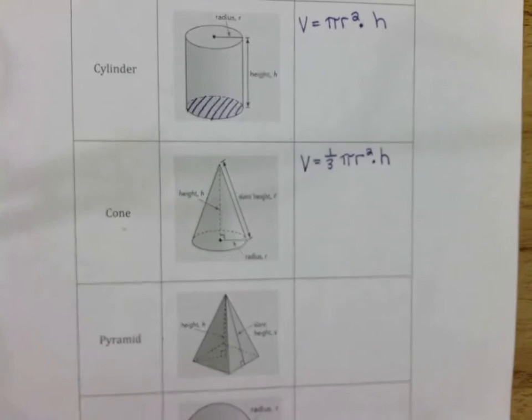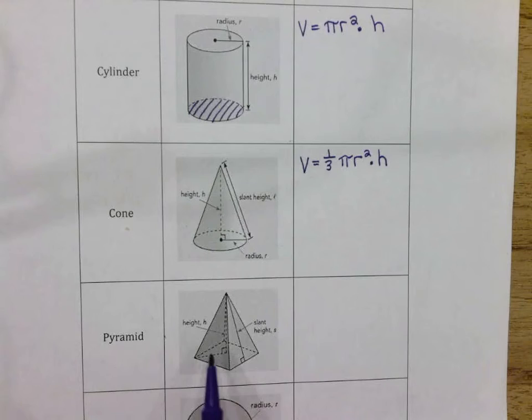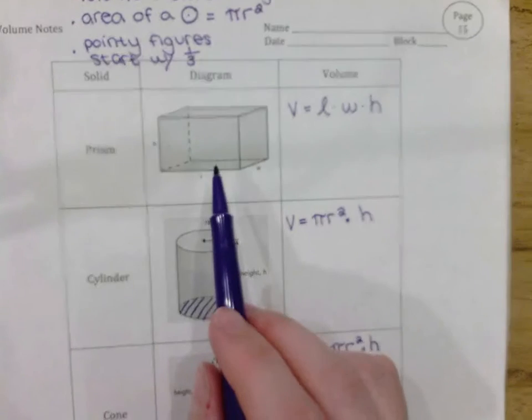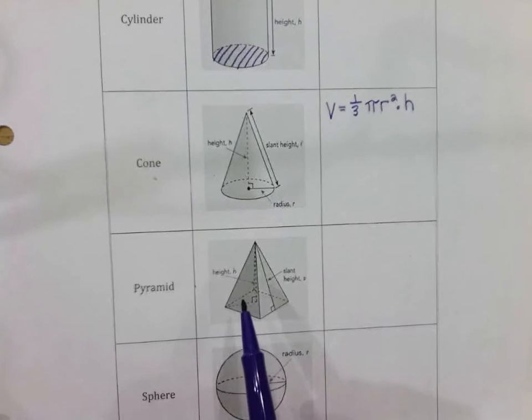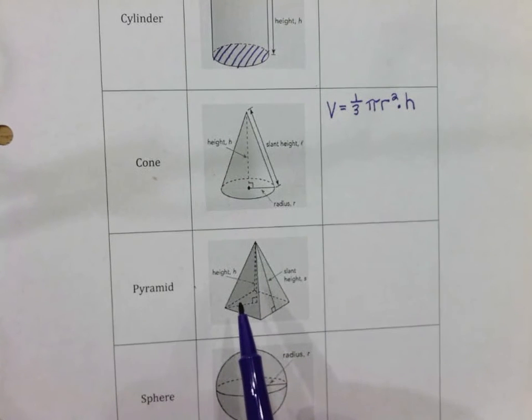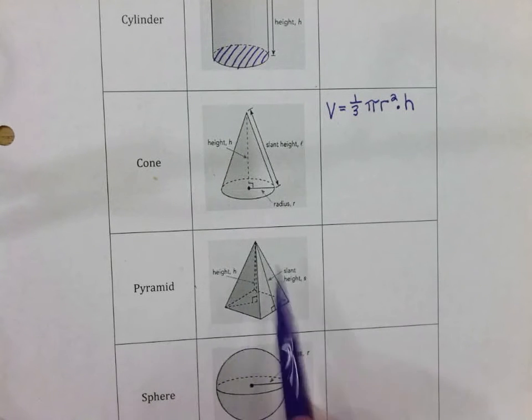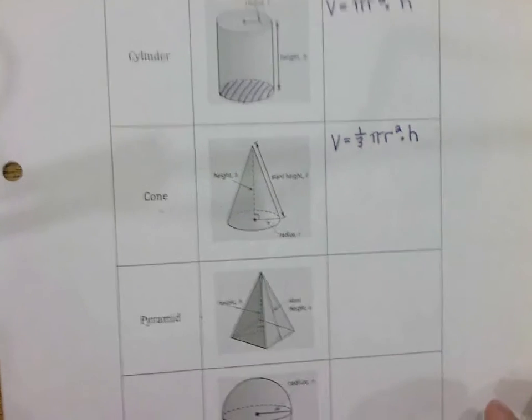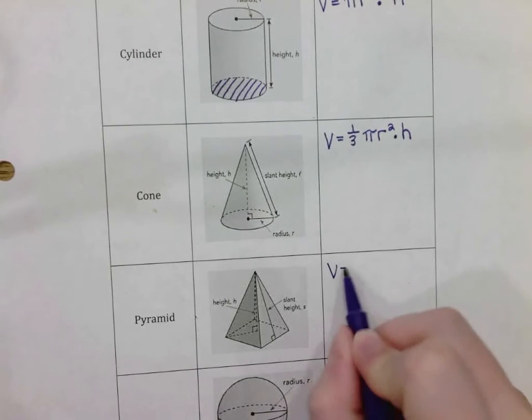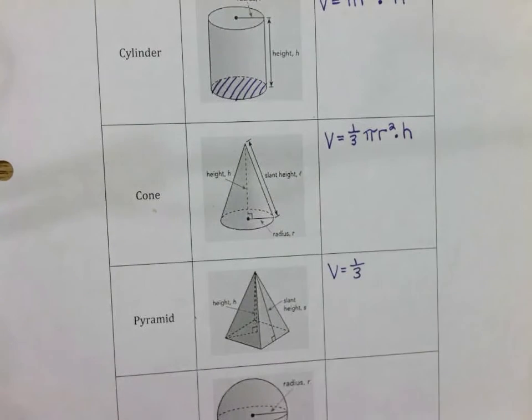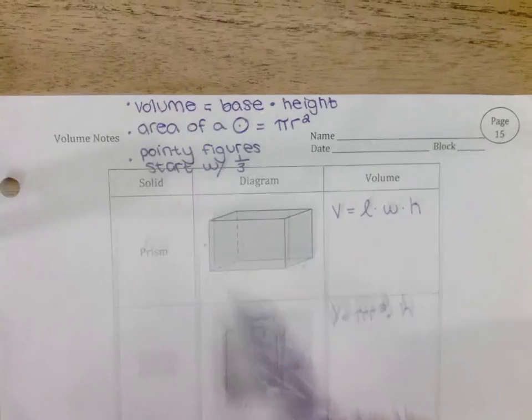Okay, for pyramid, a pyramid is very related to a prism. If we had a prism and a pyramid with the same height, length, and width, it would take 3 of these to make one of our prisms, as long as they had those same dimensions. So again, that's why we start with 1/3 with these pointy figures, because a pyramid is literally 1/3 the volume of a prism if they had the same dimensions.